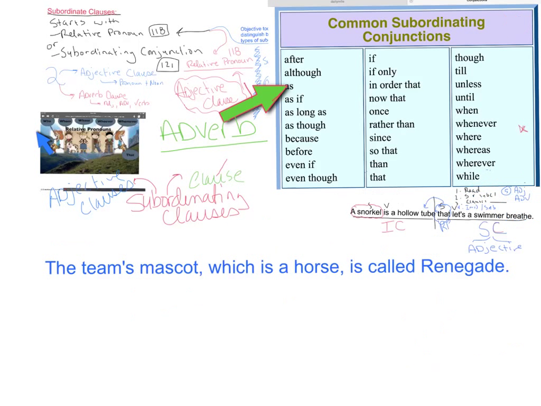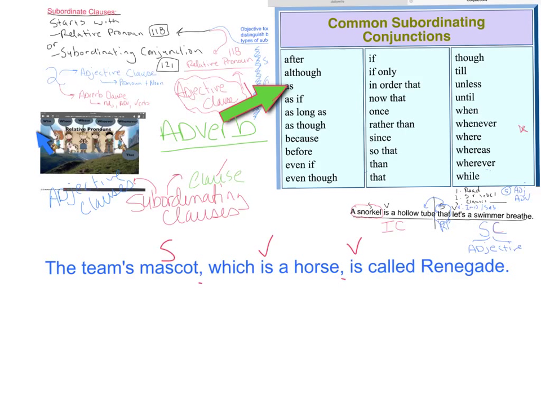There's your sentence: the team's mascot, which is a horse, is called Renegade. So I have to go through and label anything I consider a subject and anything I consider a verb. I've got to really think this through. "Is," boom, I know that's a verb. I see two "is"es. What is called Renegade? Now don't get confused. These commas give me a big hint. The mascot is called Renegade.